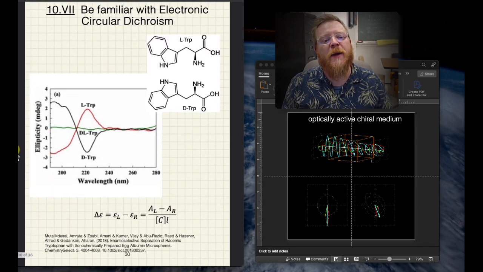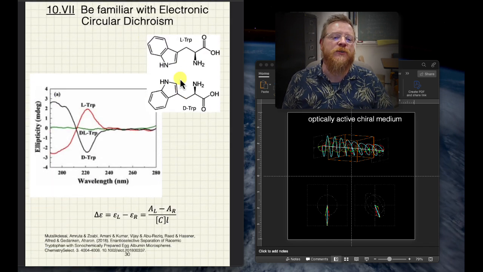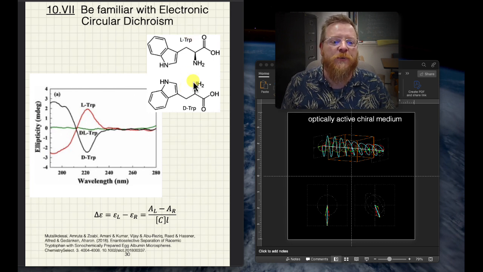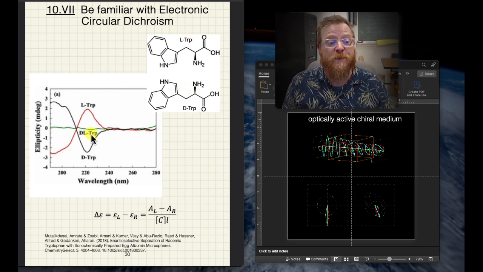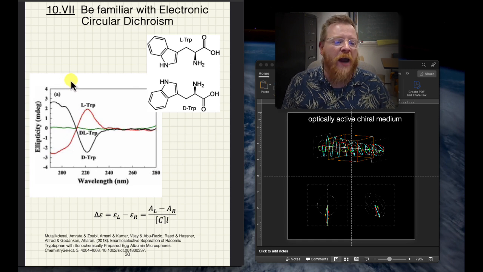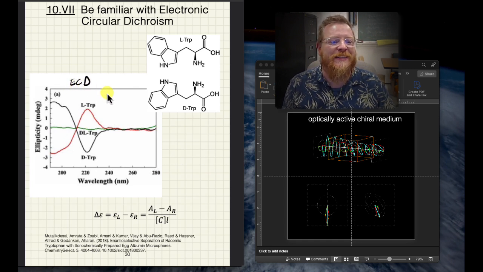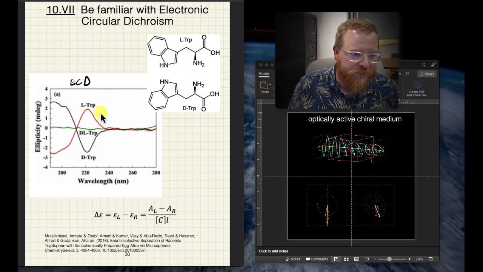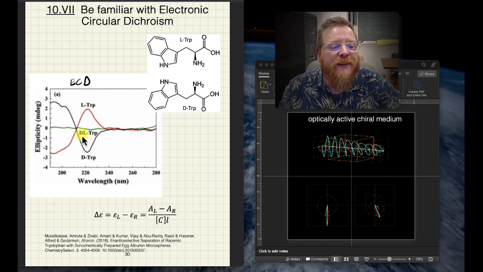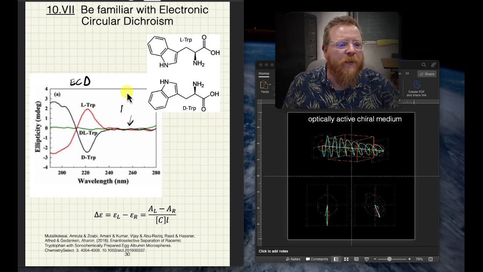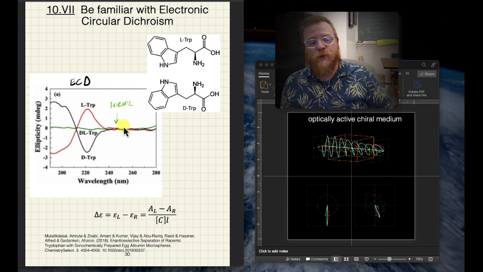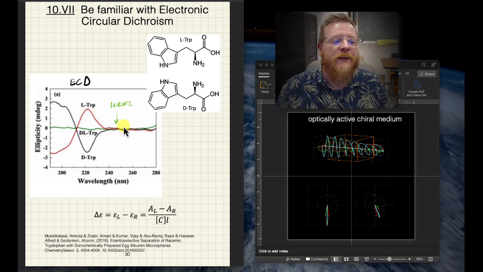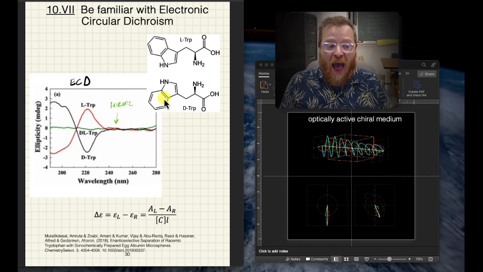So let's take a look at a spectra. Here I have two enantiomers of the tryptophan amino acid, L-tryptophan and D-tryptophan, and the corresponding CD spectra. More commonly, these are referred to as ECD, electronic circular dichroism. One thing to note here, this DL-trip would be if we had a racemic mixture. I'm going to draw that in green so we see the connection there. So that green spectra would be racemic. In other words, there's a 50-50 ratio of D to L.